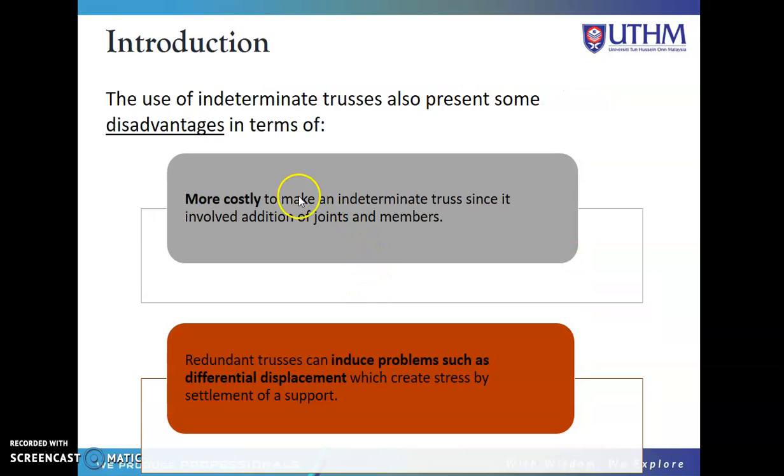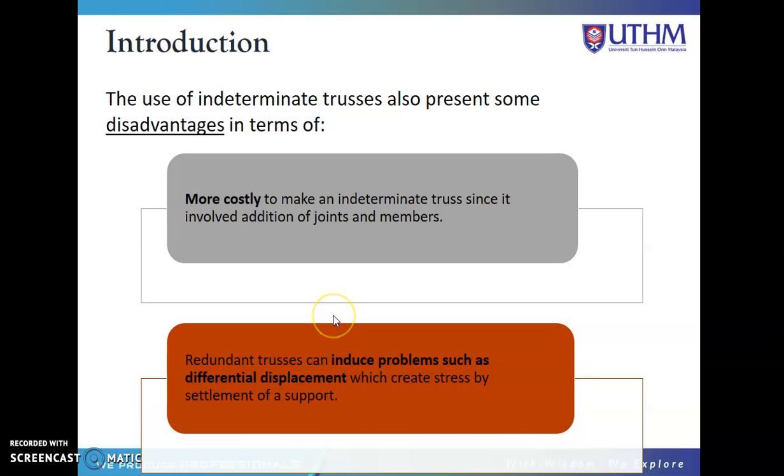We also have some disadvantages. Indeterminate trusses become more costly to make since they involve additional joints and members. Since they have redundant members or redundant reactions, this makes them a bit costly. The second is that redundant trusses can induce problems such as differential displacement, which creates stress by the settlement of a support.